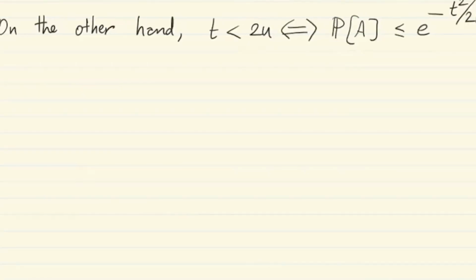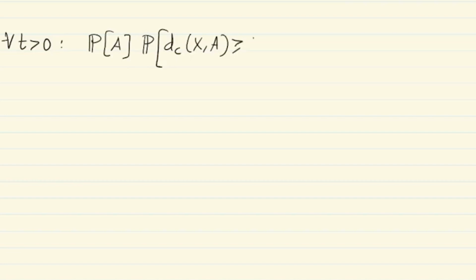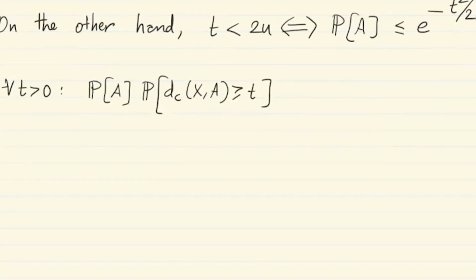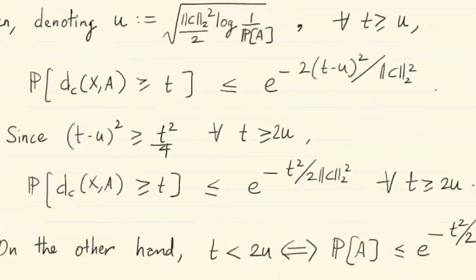So regardless of whether t is larger than 2u or less than 2u, for all t greater than 0, if you multiply these two probabilities out, when t is larger than or equal to 2u, the second probability is very small. When t is less than 2u, the first one is very small, so you can bound the other probability by 1 in each case, and hence you get e raised to minus t square by 2 norm c square. And so that completes the proof of the theorem modulo this inequality star.